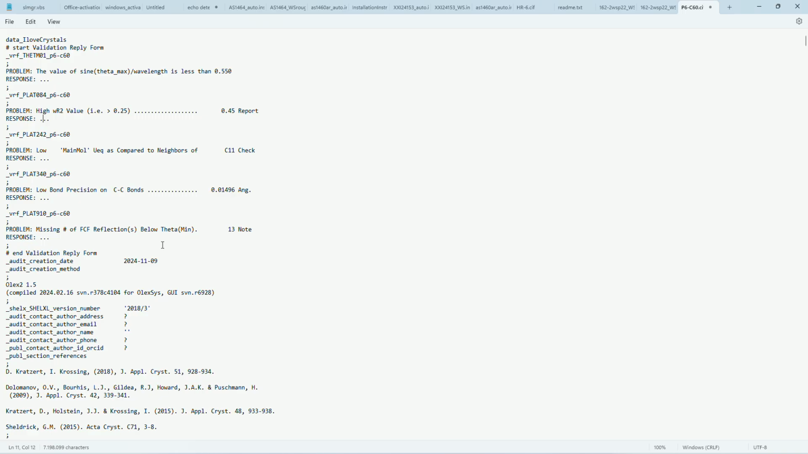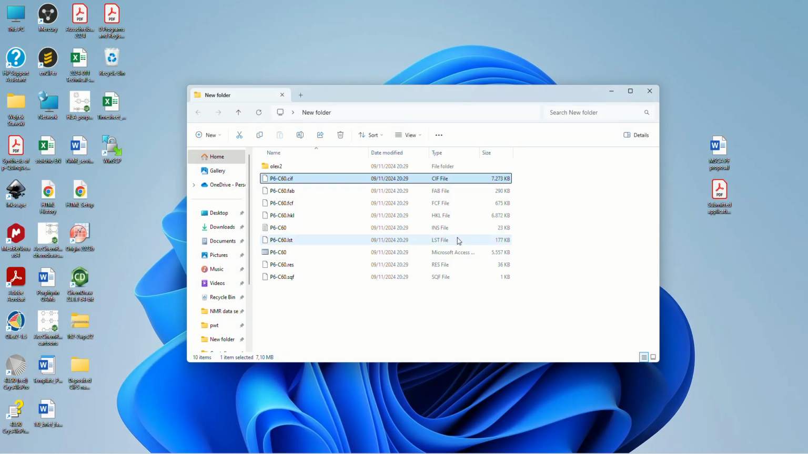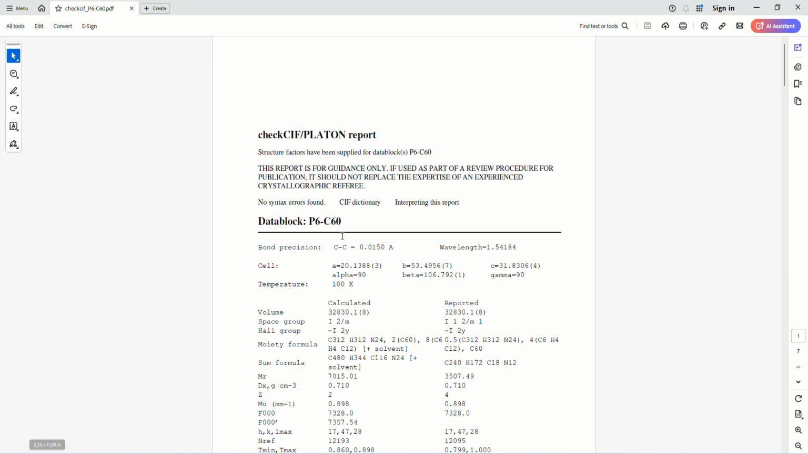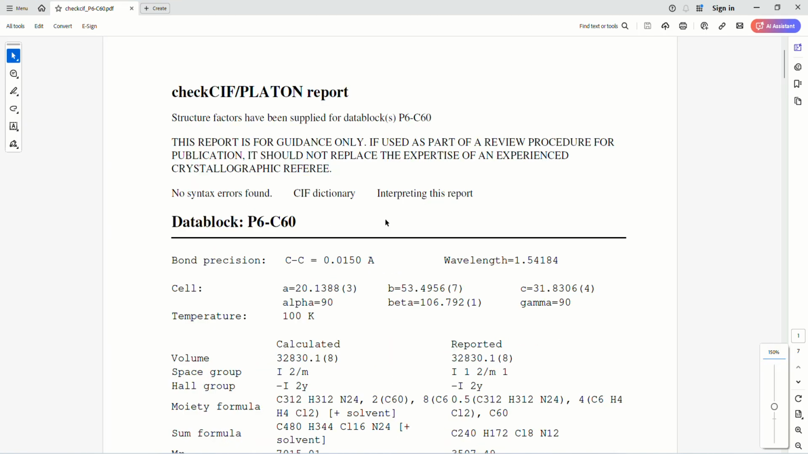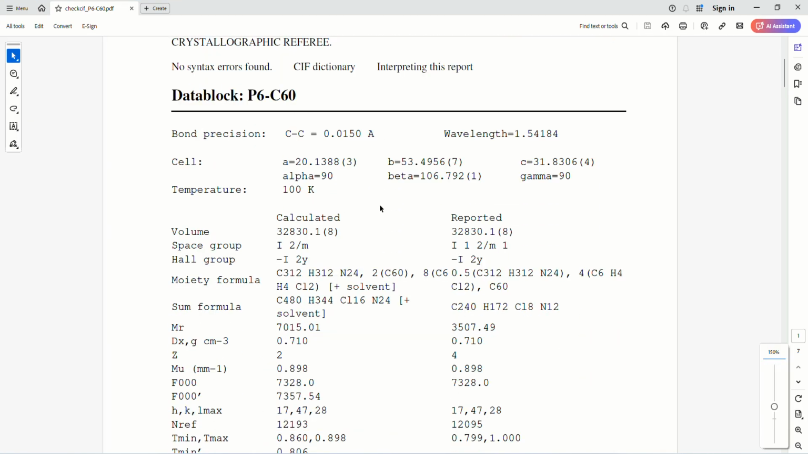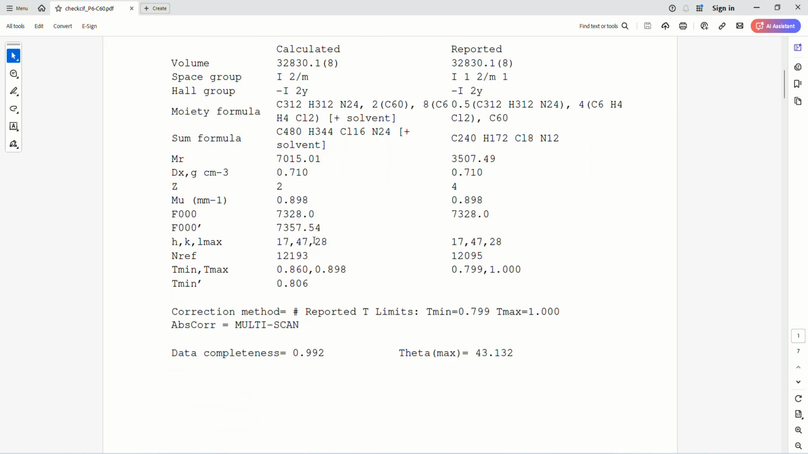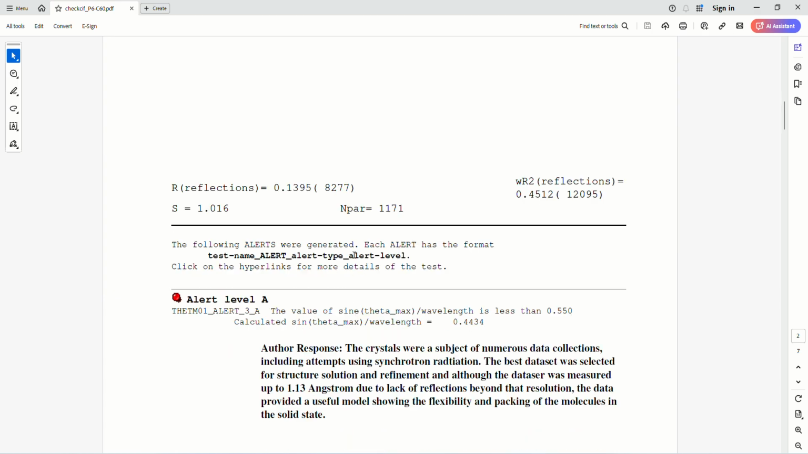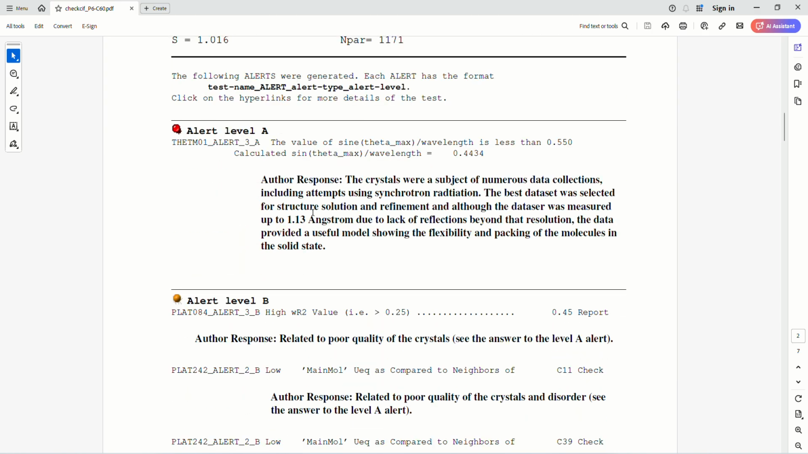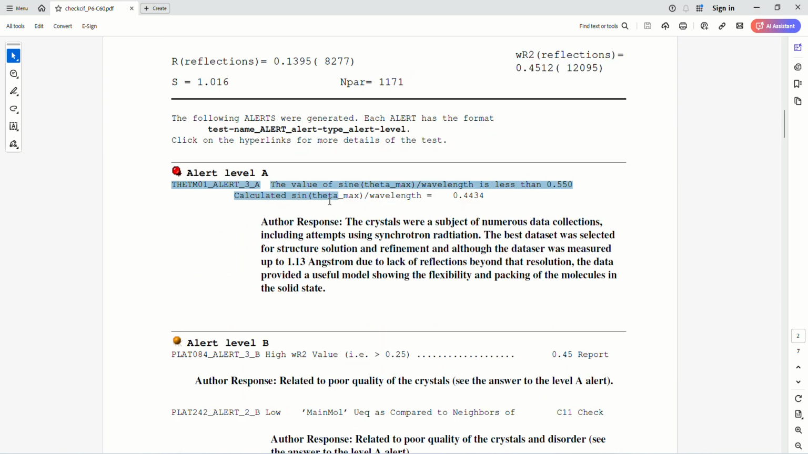I will show you how it looks when I did it. So I will close that and open my PDF with responses. So here we can see some stuff. Yeah, again, we used SQUEEZE, so the density of the crystal is very much underestimated. But again, if we describe it in a paper, everything's fine. It's just a proof of packing and connectivity and general shape. So we have that level A alert. As I said, it's related to low resolution.